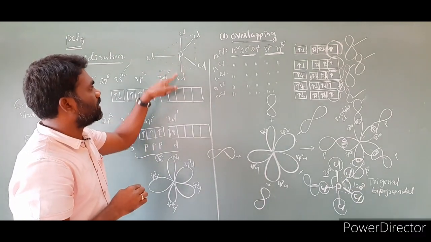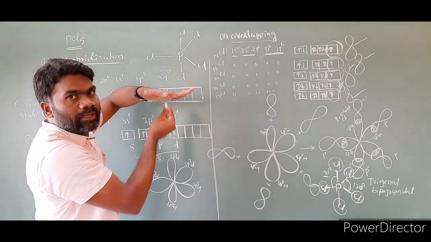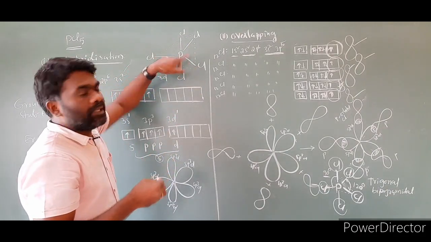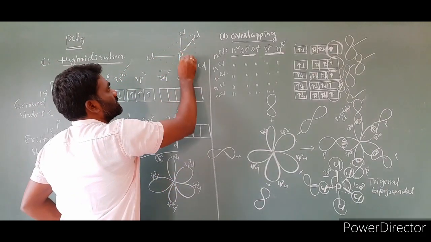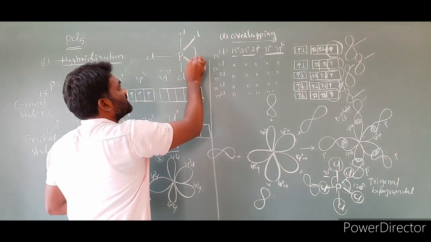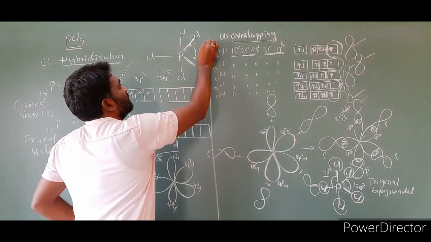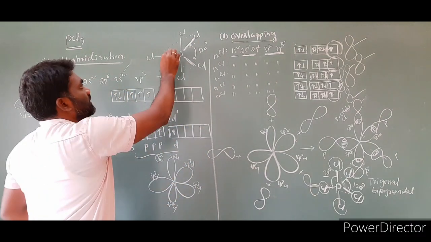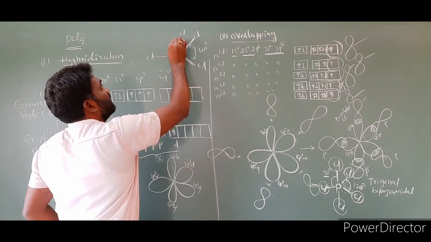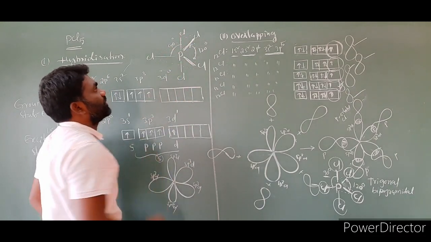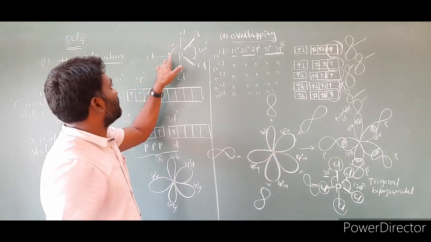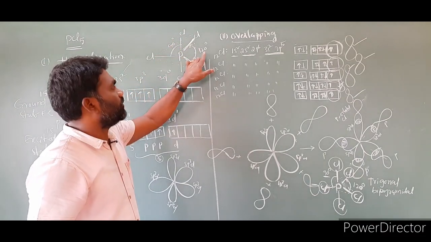The chlorine present below the plane I am representing here, and the chlorine present above the plane I represented there. The angle between the chlorines present in one plane is 120 degrees, and these 2 are perpendicular to each other. This angle is 90 degrees. So the bond angles in the PCl5 molecule are 90 degrees and 120 degrees.